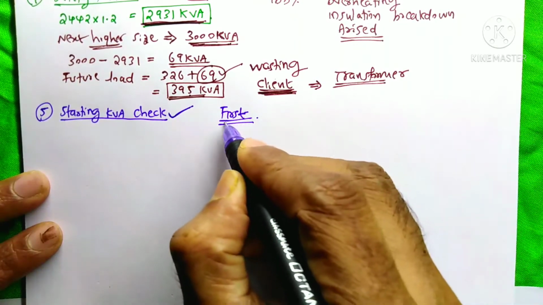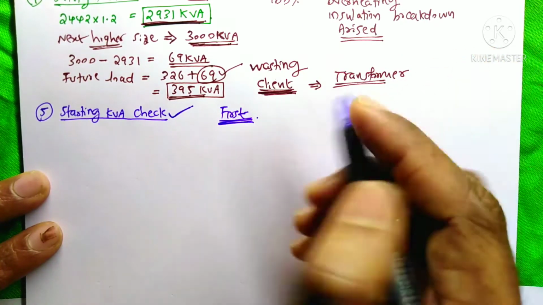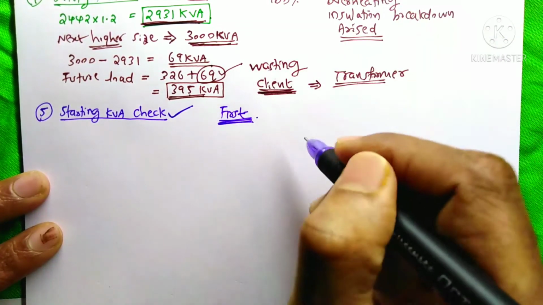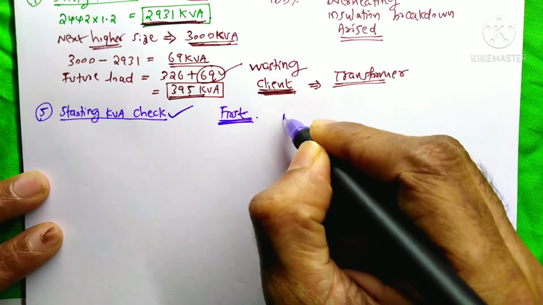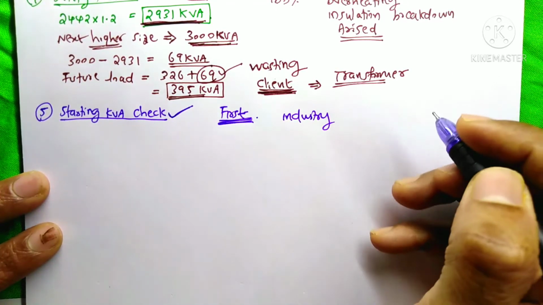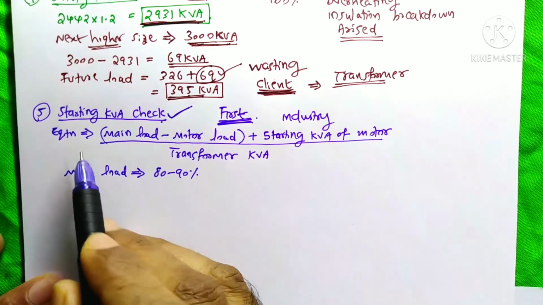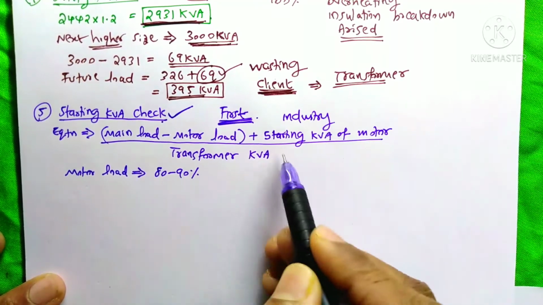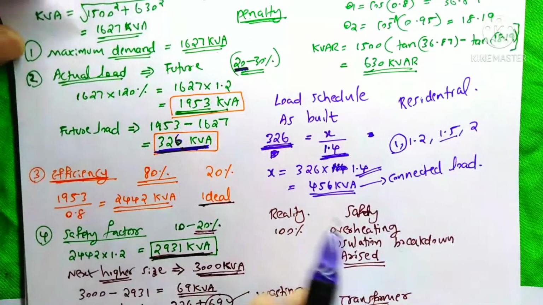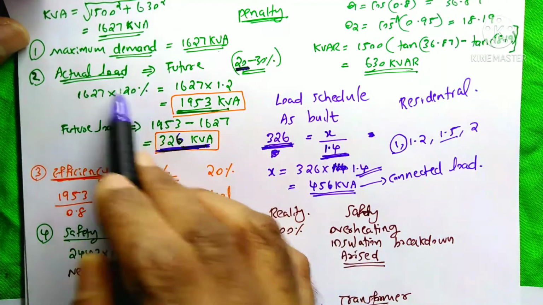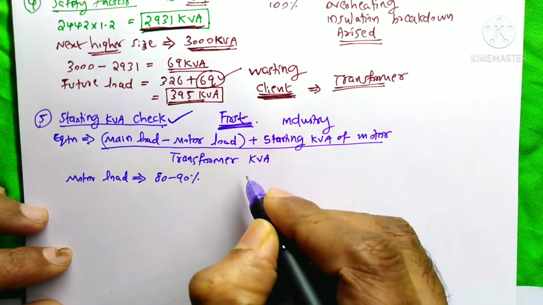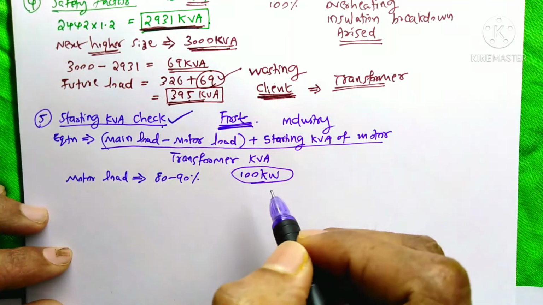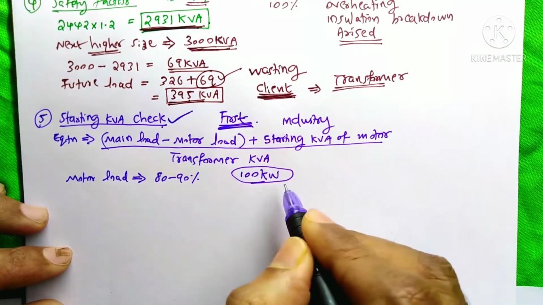Even if we connect a big motor first, for some reason maybe it will be stopped. To reconnect that motor again, we would need to stop all other loads that are running. You know, when we work in industry, it is impossible to stop all the running loads. For this, the equation is main load minus motor load plus starting kVA of motor, divided by transformer kVA. Main load means this load 1953 kVA, our actual load. For the motor load, here in this example I am just taking an example of a 100 kilowatt motor, meaning in my system the biggest motor is 100 kilowatt.